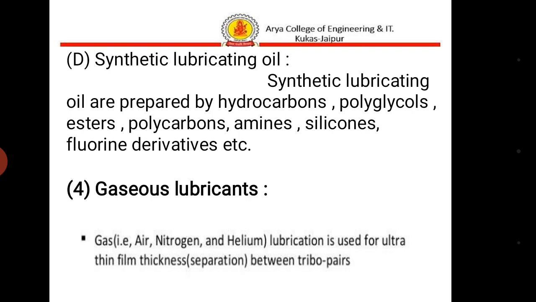D. Synthetic lubricating oil. Synthetic lubricating oils are prepared from hydrocarbons, polyglycols, esters, polycarbons, amines, silicones, fluorine derivatives, etc. Fourth, gaseous lubricants. Examples of gaseous lubricants are air, nitrogen, helium. Gaseous lubrication is used for ultra thin film thickness between tribo pairs.